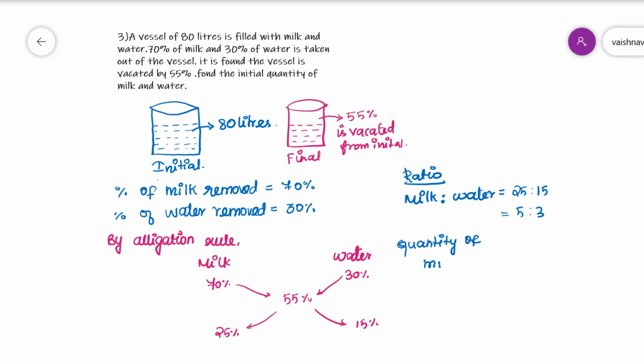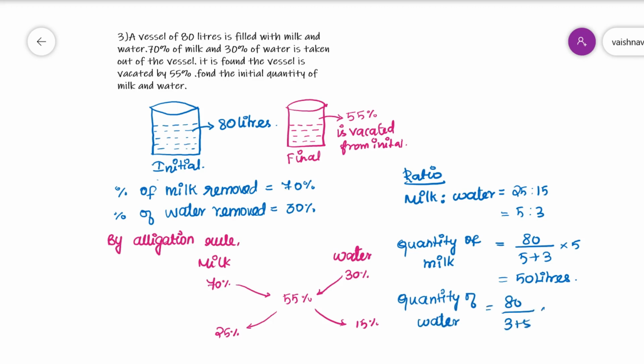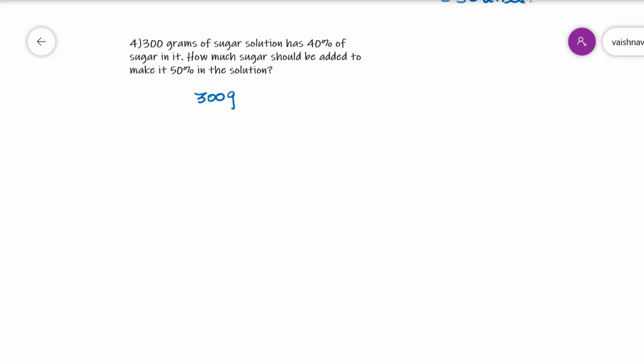Now the quantity of milk is 80 liters divided by 5 plus 3, into 5, so 50 liters totally. So the quantity of water is 80 by 5 plus 3 into 3, that is 30 liters. So initially the mixture contains 50 liters of milk and 30 liters of water. 50 plus 30 is 80. You can confirm from that.